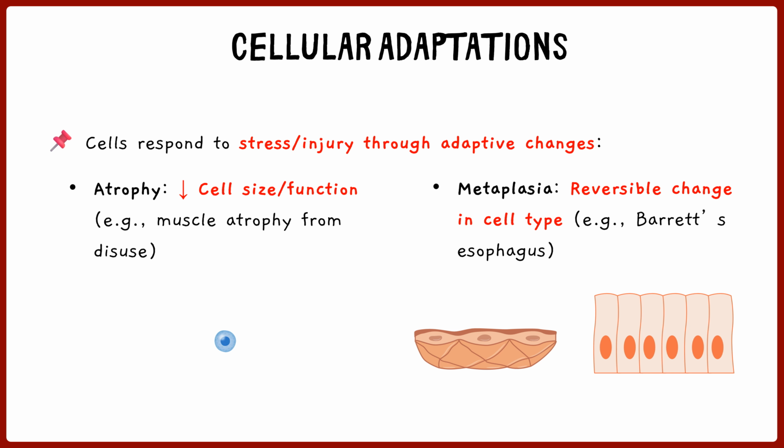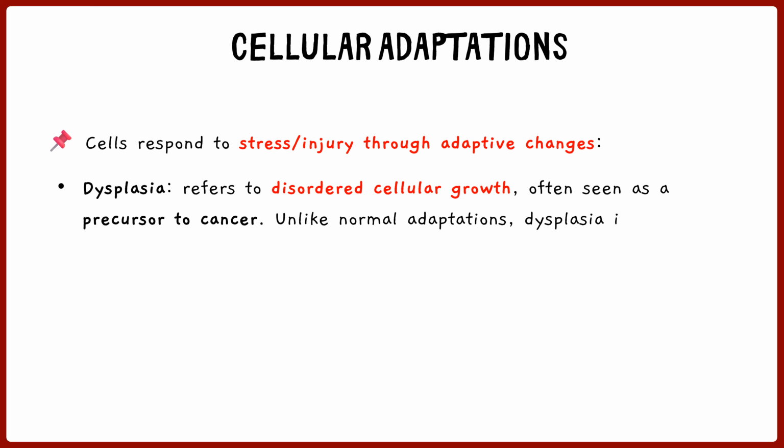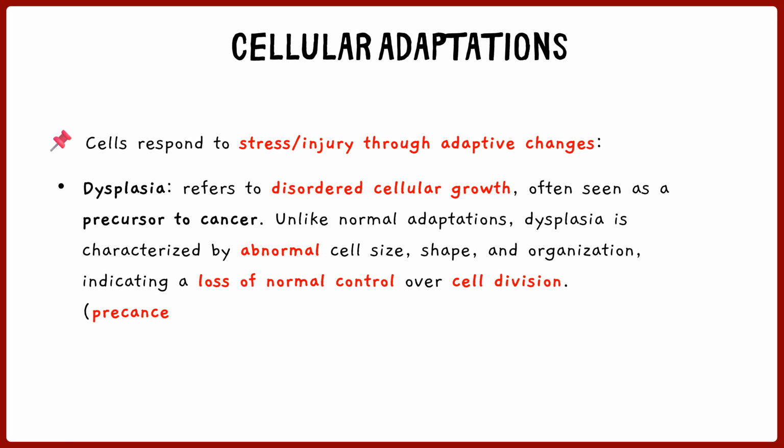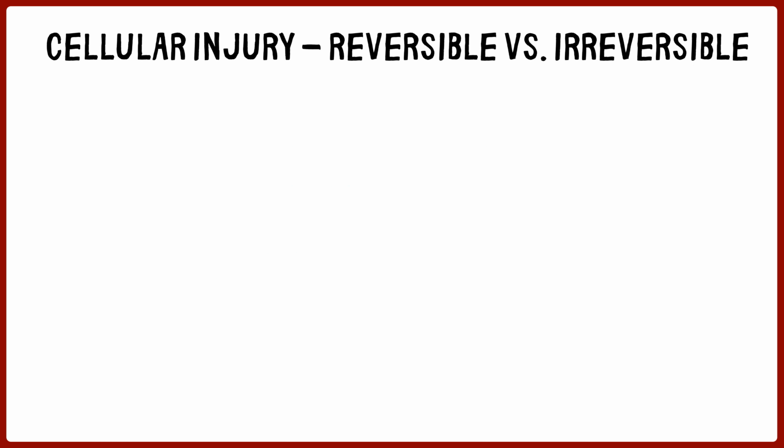But because it's reversible, that is all right. So next we can have dysplasia, which is something that we don't like because why? It is precancerous. It refers to a disordered cellular growth and is often seen as a precursor to cancer. Unlike a normal adaptation, dysplasia is characterized by an abnormal cell size, shape, and organization. And that means that they have lost all of the normal control over cell division, and that is why it is precancerous.